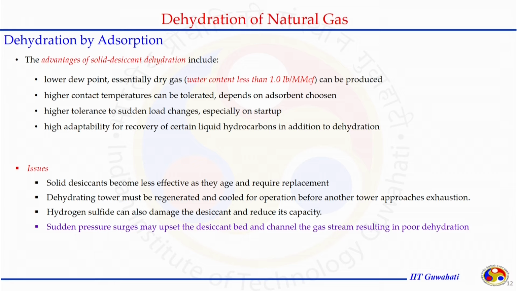Hydrogen sulfide can also damage the desiccant and reduce its capacity, and that is the advantage of using silica over the other desiccants, because it has more tolerance for the H2S. A sudden pressure surge may upset the desiccant bed and channel the gas stream, resulting in a poor dehydration process. So, those issues should be taken care of when we are going to design or use the adsorption process for removing the moisture from the natural gas.